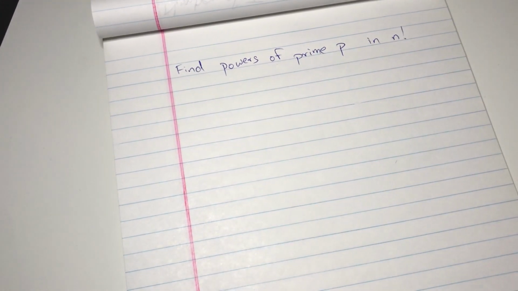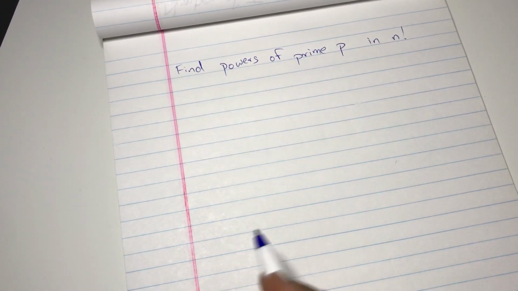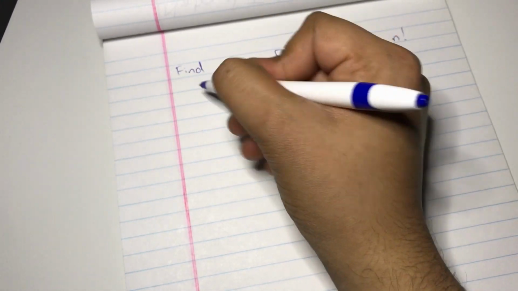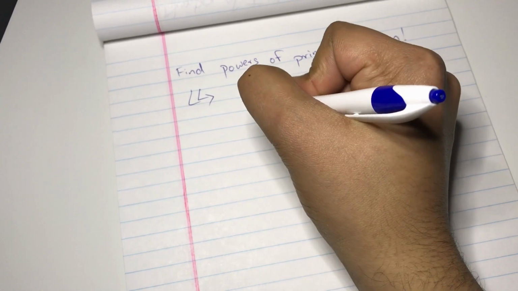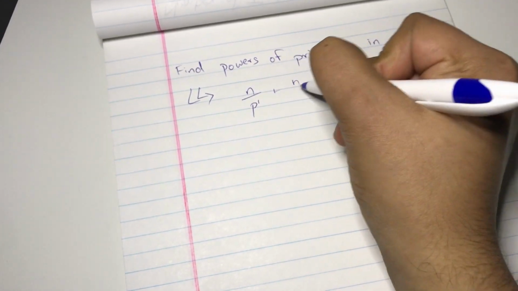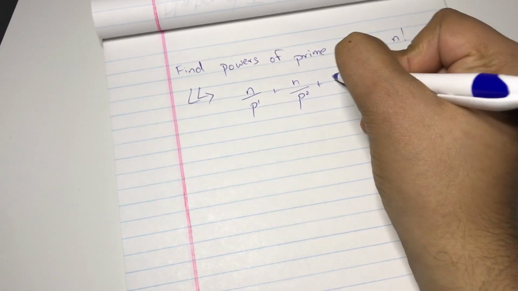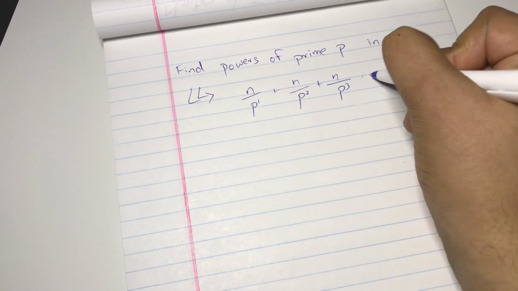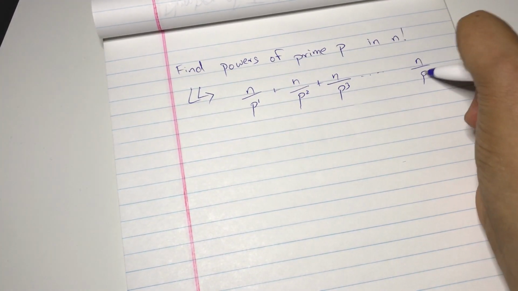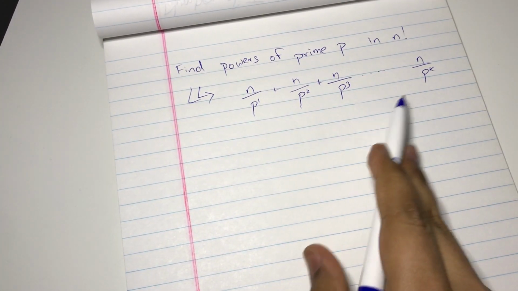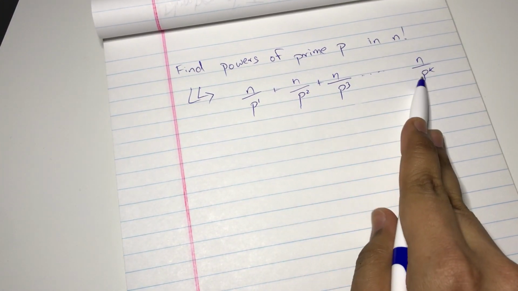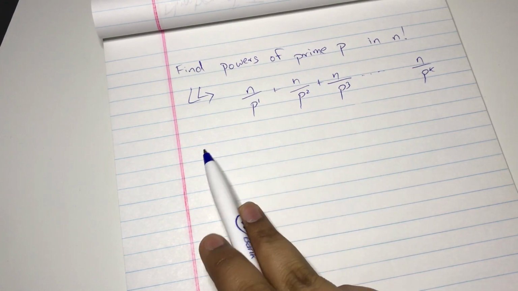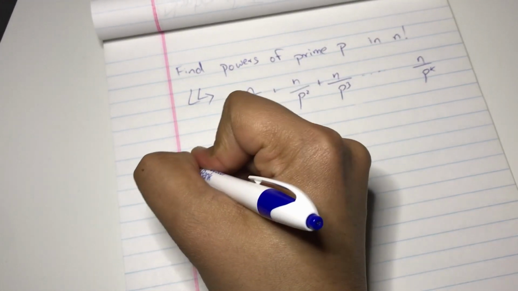It's kind of similar, and maybe some of you have already guessed the formula. The way to get this equals n divided by p to the 1 plus n divided by p to the 2 plus n divided by p to the 3, so on and so forth, till n divided by p to the k. Again, k is a number. K can be the highest number in this kind of series such that p to the k is still less than n. Let's do a quick example.